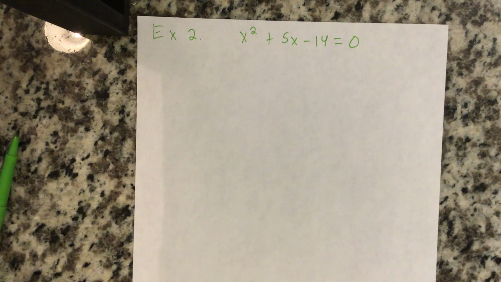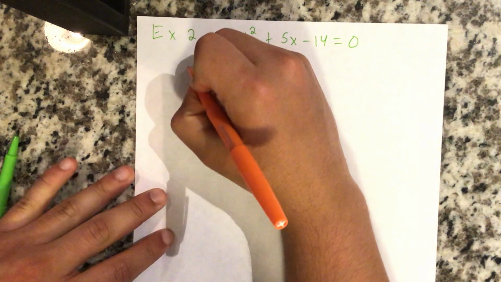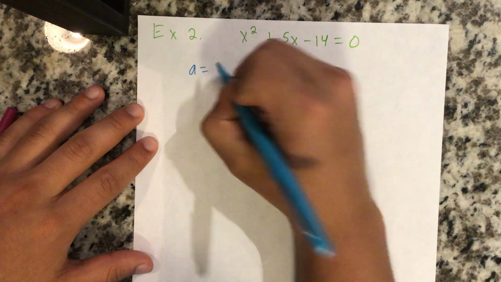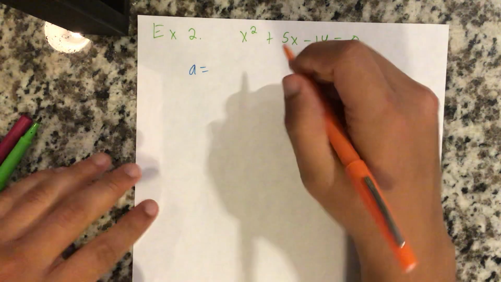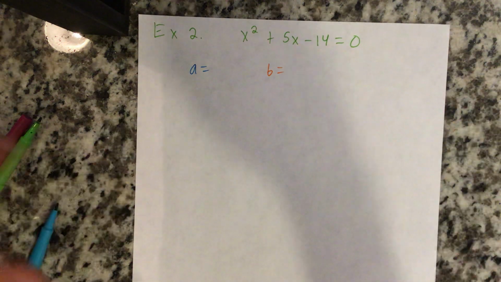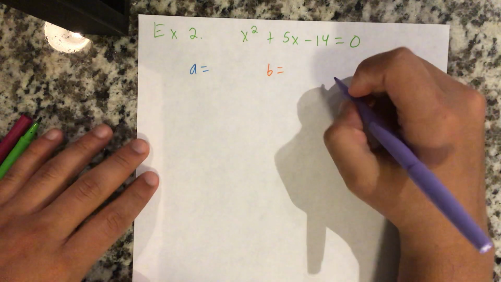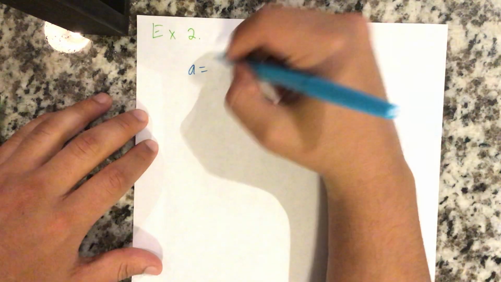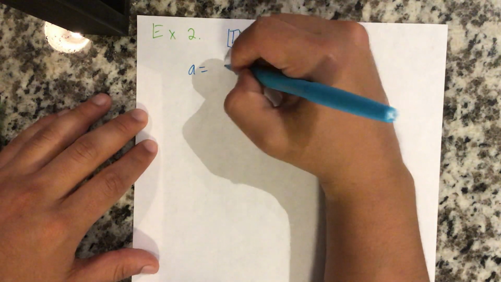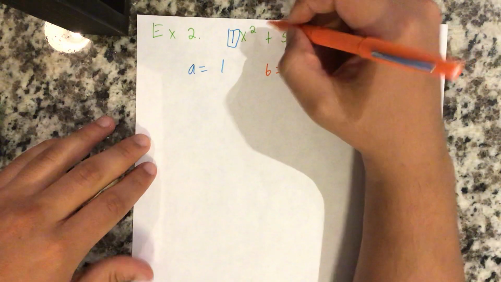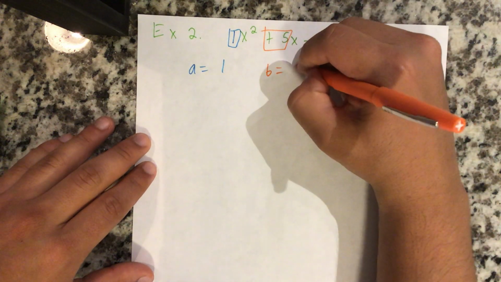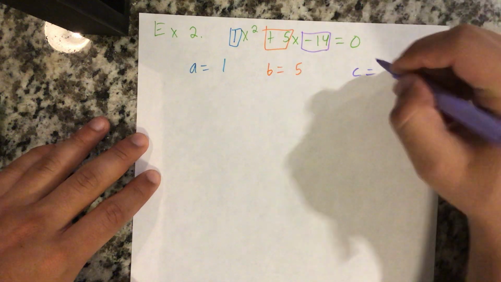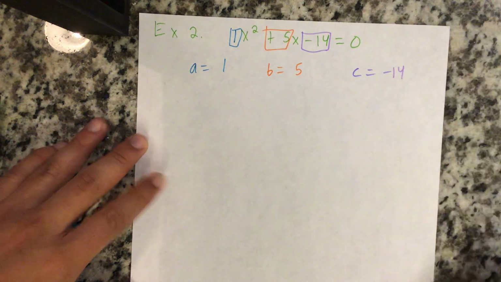So, again, first things first, A, B, C, right? So, A, what color did I use last time? We used blue. A, B is orange, so there's B. And then C was like purple. C. Okay, so easy part right here. A, B, C. My A is what's in front of the x squared, 1. My B, what's in front of the x, positive 5. And my C is what's in the back. Make sure you get the sign, negative 14.